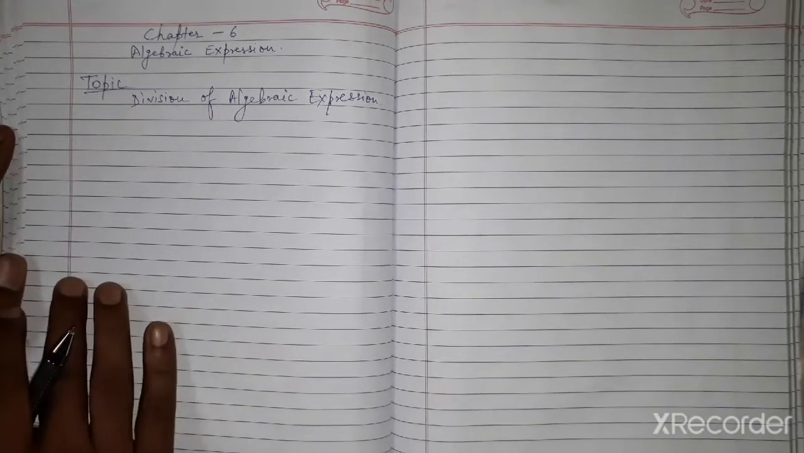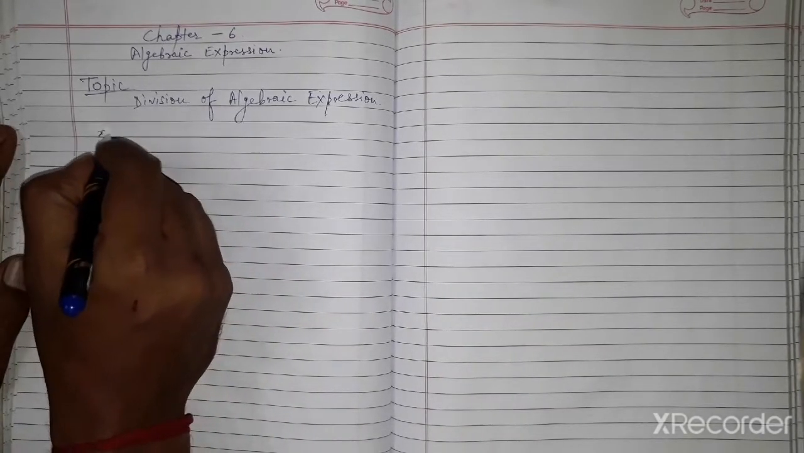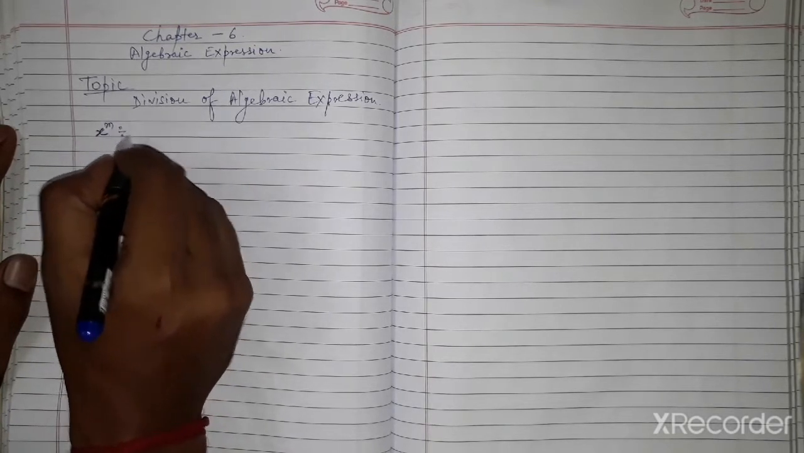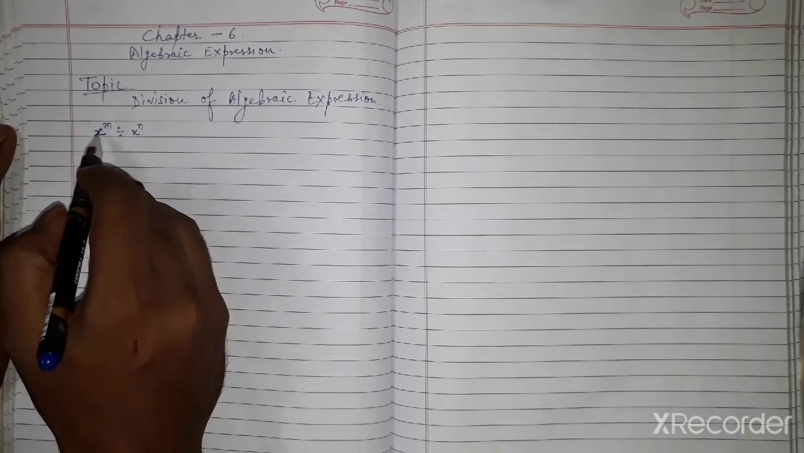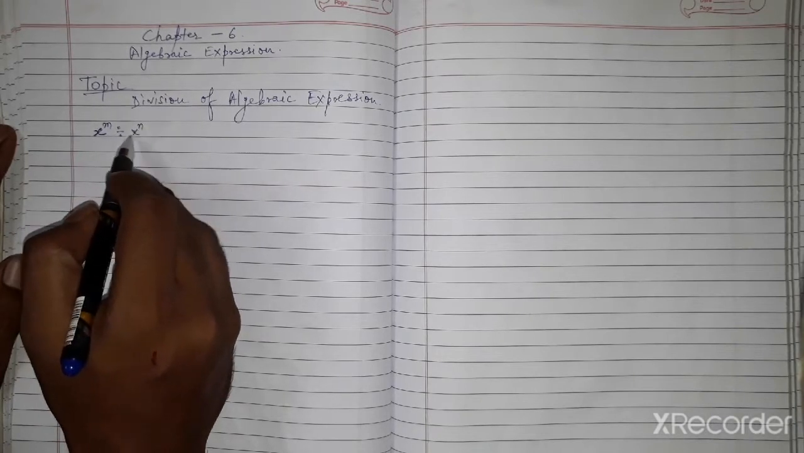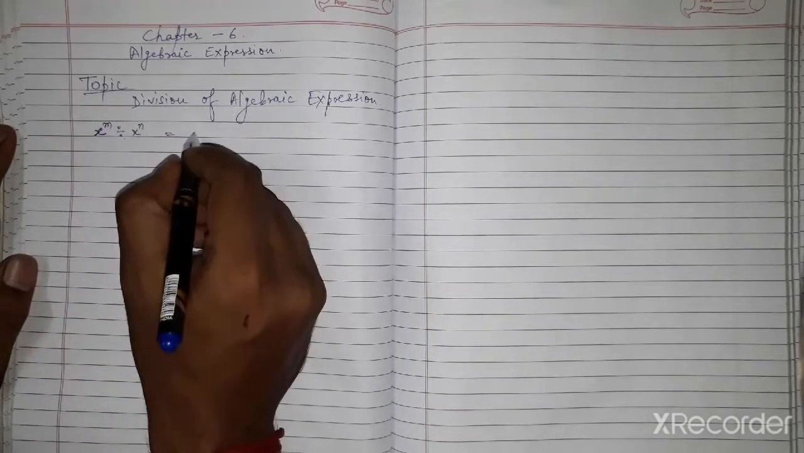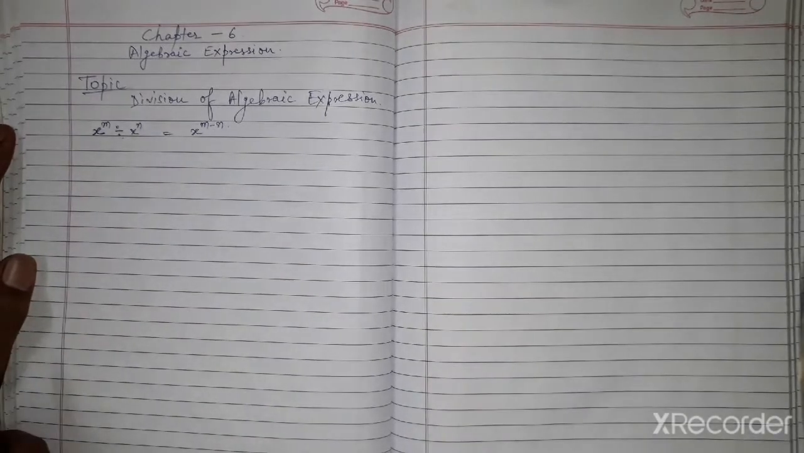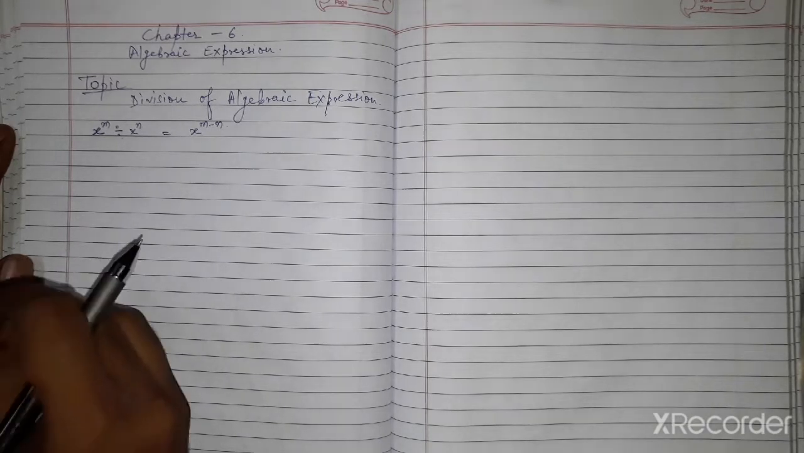So as we know that if the base are same, for an example, let x raised to the power m be divided by x raised to the power n. So if the base are same and there is a division in between them, then the power will subtract. So this is the basic concept of how we will divide an algebraic expression.